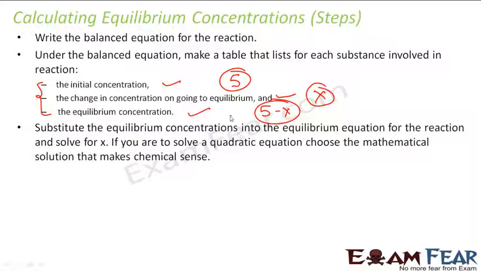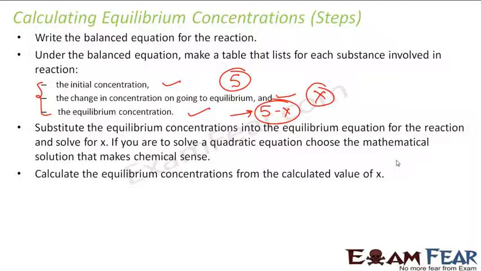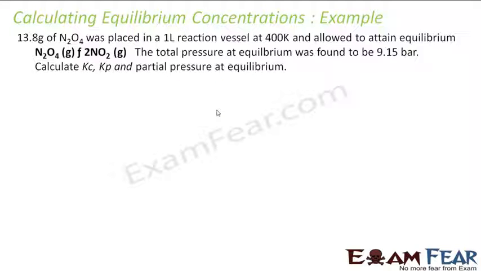And then we have this value. And then we'll get a quadratic equation. We'll solve it to get the value of x. Once we have the value of x, we can find the equilibrium concentration of all the reactants and products. We will take one example now.